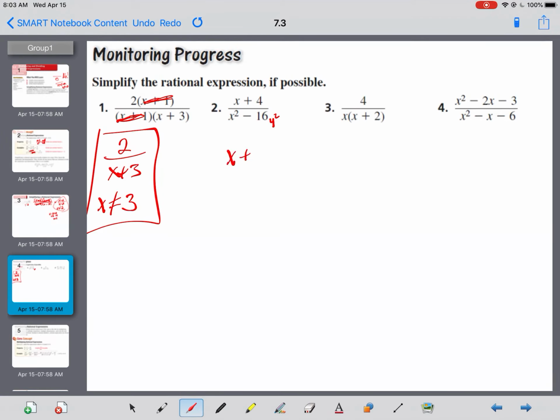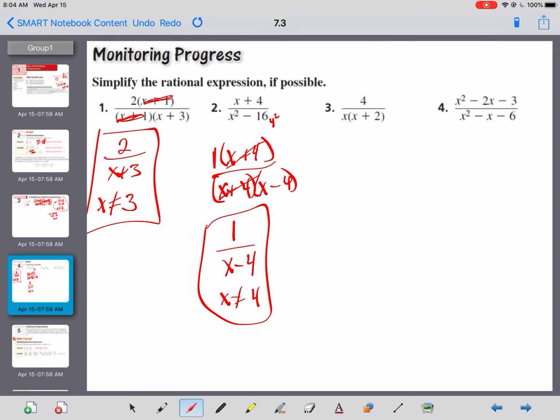All right, the top one, x plus 4, that can't be factored, but x squared minus 16. 16 is actually 4 squared. I've got a difference of squares. So I've got x plus 4 over, and they both get a 4. One's plus, one's minus. Those scratch out. So what's left in the top? Well, remember, you could always say everything is times 1. So we've got 1 over x minus 4, and x can't be 4.